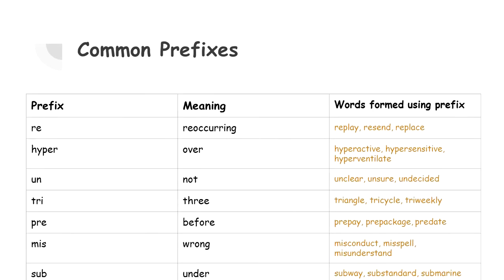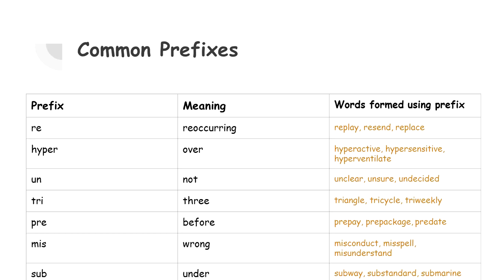So the first is re, and its meaning is to reoccur, something to reoccur. Words formed using the prefix are words like replay, resend, replace. All of these words mean the reoccurrence of the root word. The root words here are play, send, and place, respectively, while the addition of re changes the meaning to what? Reoccurrence of play in the case of replay. In the case of resend, the reoccurrence of sending, and then replace, that's the reoccurrence of place as substitution.